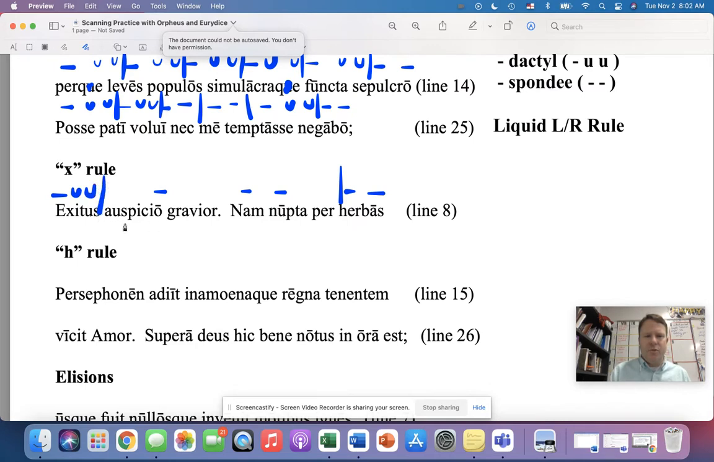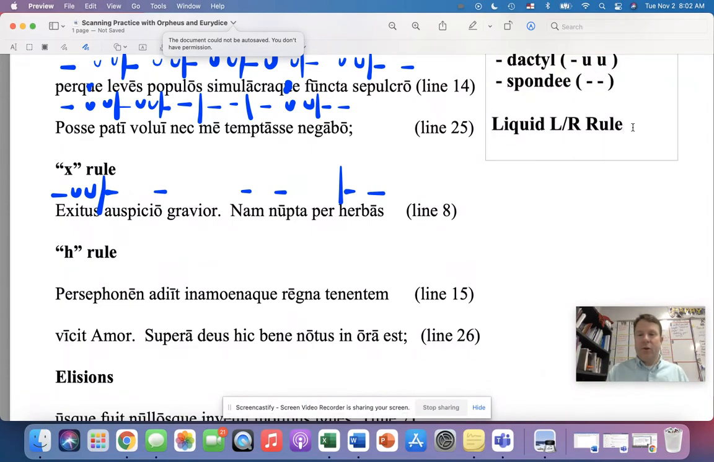Now, say this word for me, auspicio. Notice not au-spi-ci-o, but aus-pi-ci-o. There are 4 syllables, which means that we need 4 marks here. And I'm saying ow. I've got 2 vowels that come together that form a diphthong. And all diphthongs, whether they're AU or AE or what, are always long.